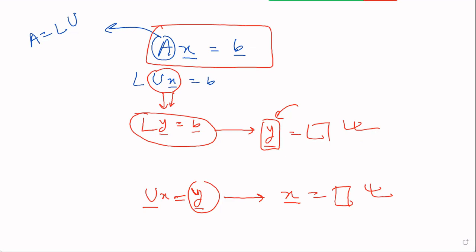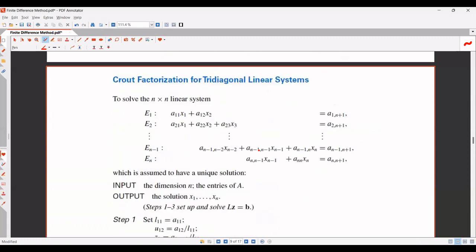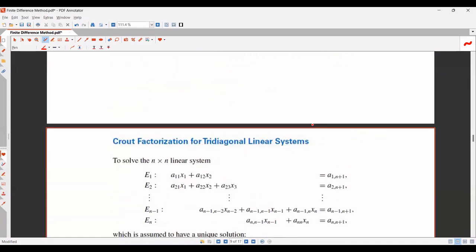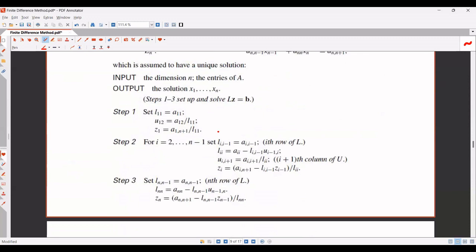So let's get back to the finite difference method. And here is an algorithm for finding the L and U matrices. It actually is pretty straightforward. The first and last row gives us these two, and the rows in between give us this system. You can iteratively use these equations to find all the entries of L and U matrices.